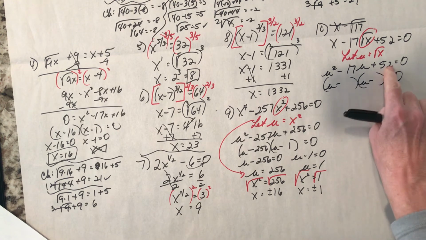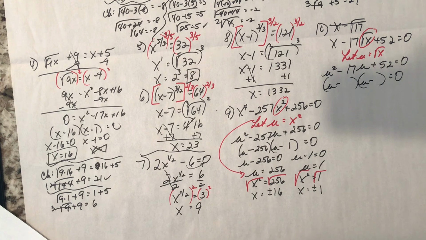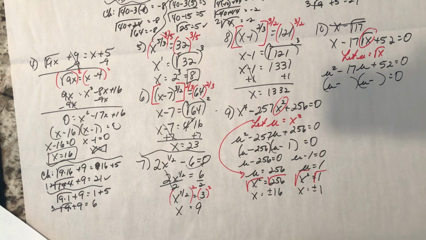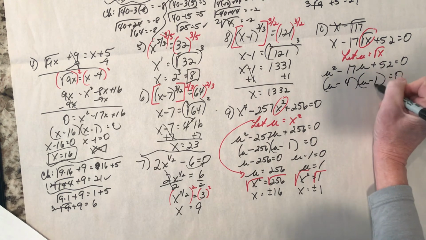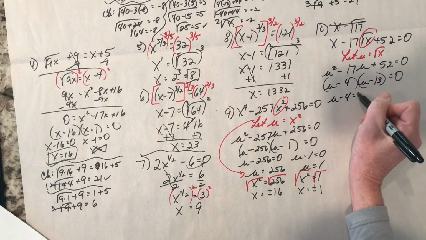What two numbers multiply to give you 52 that add together to give you 17? If you play cards, you know that 52 cards in a deck, there are 13 cards of each of 4 suits. So 4 times 13 gives you 52, and they add together to give you 17. So let's set each piece equal to 0.